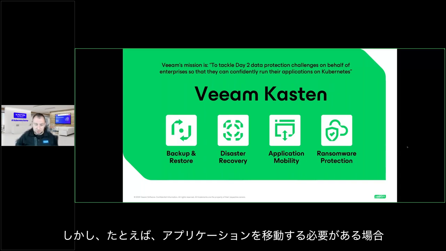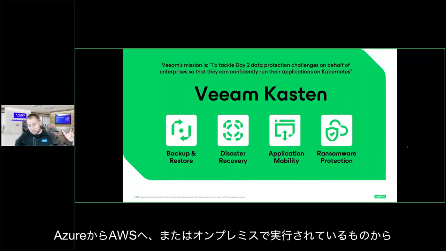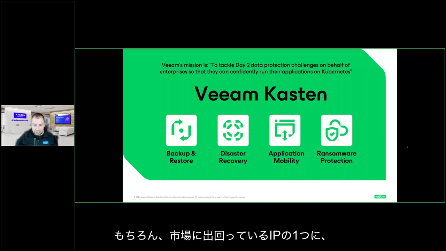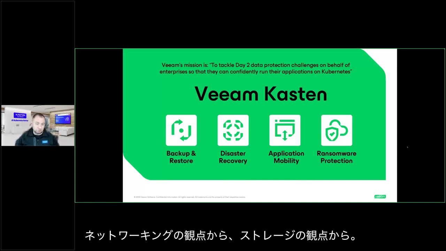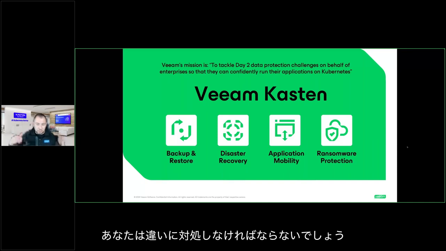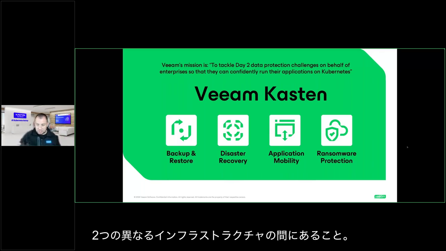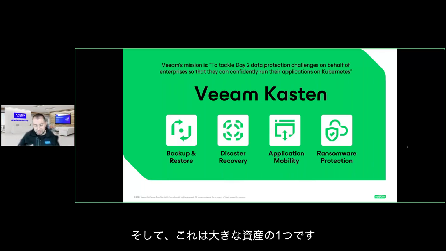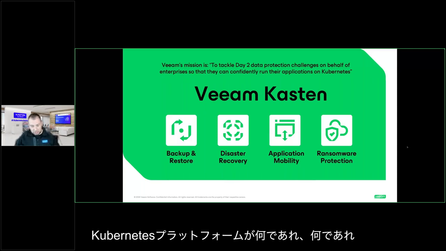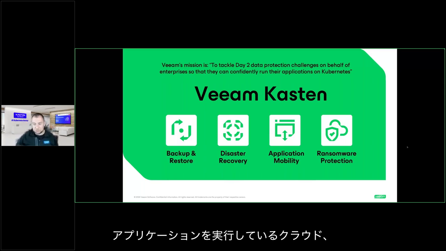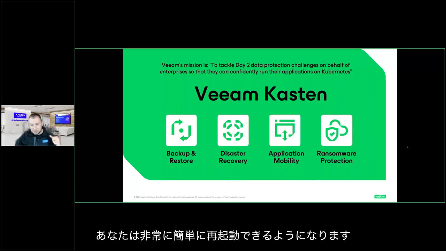But for instance, if you need to move your application from Azure to AWS or from something running on-premise to one of the hyperscalers on the market, of course, you will have to adapt your applications from a networking standpoint, from a storage standpoint. You will have to deal with differences that you have between 2 different infrastructures. And this is one of the big assets that Veeam Kasten can provide to you in making sure that whatever the Kubernetes platform, whatever the cloud you are running your application, you will be capable to very easily restart your application somewhere else.